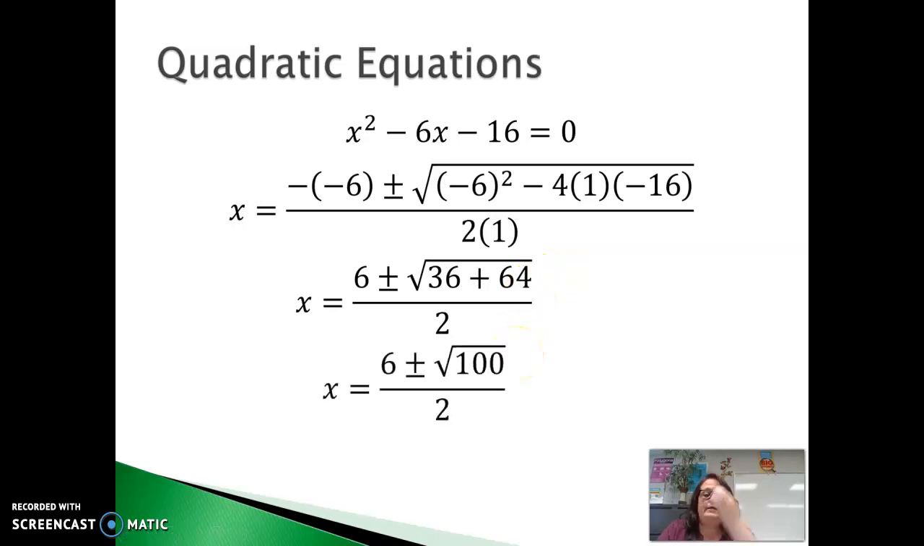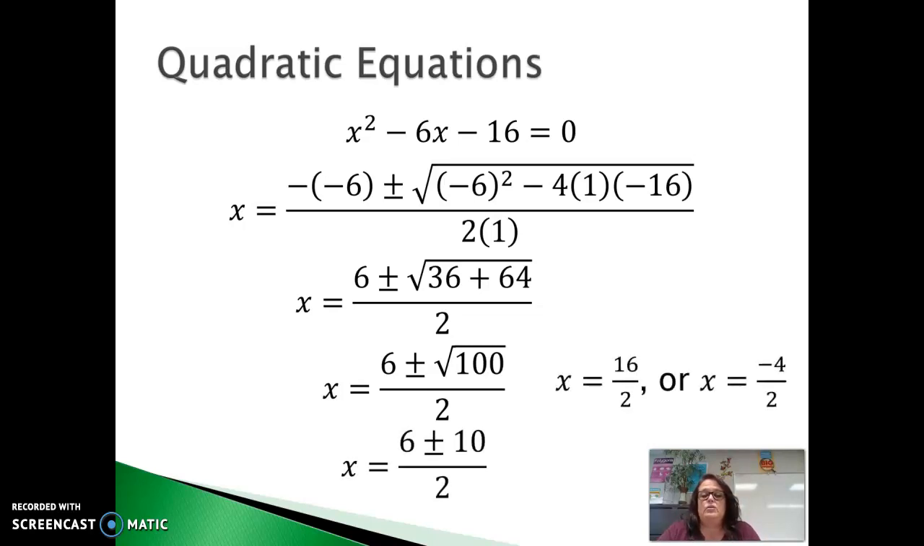So if we keep going, 36 and 64 make 100. The square root of 100 is 10. And so that means that we either have 6 plus 10 over 2, which is 16 over 2, or we have 6 minus 10 over 2, which is -4 over 2. And so like we've seen in the other couple of examples, we get x is equal to 8 or x is equal to -2.